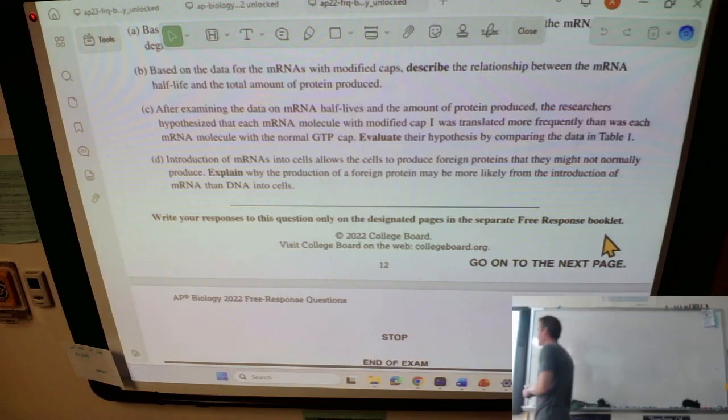All right. What do you think? What's the advantage of using mRNA versus like DNA? Yeah, Chris. It's more precise. How so? What's less precise about DNA?